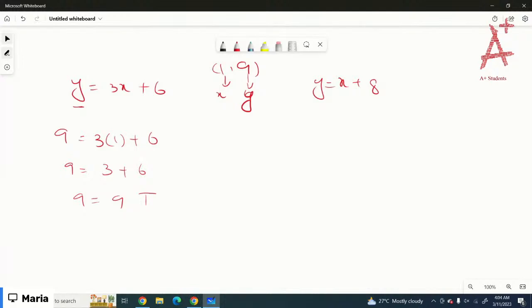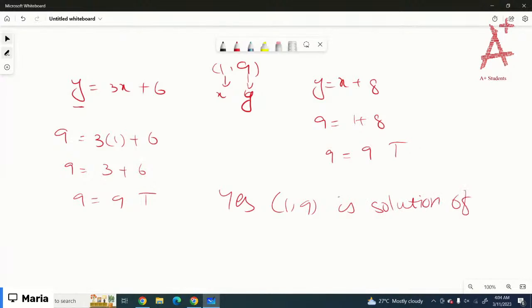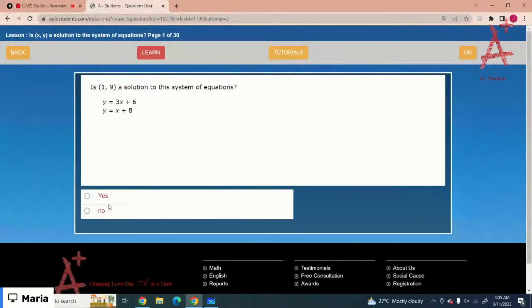Let's replace the point in the second equation the same way. y is 9 and x equals 1 plus 8. So 1 plus 8 is 9, and 9 equals 9. That means again it is true. So both equations are true. That means yes, (1, 9) is a solution of the given system of equations. So the correct option is yes.